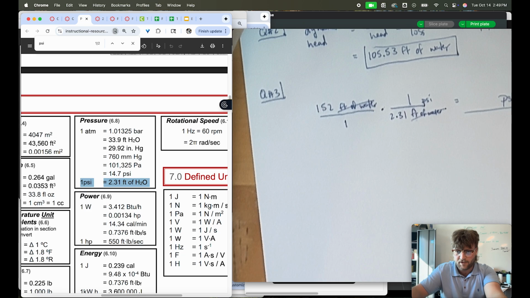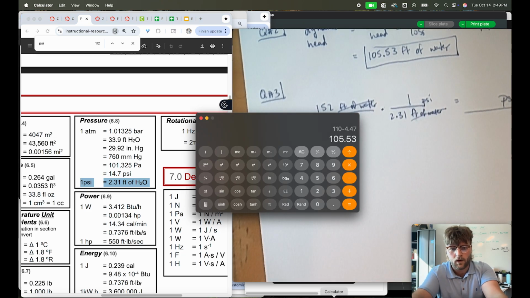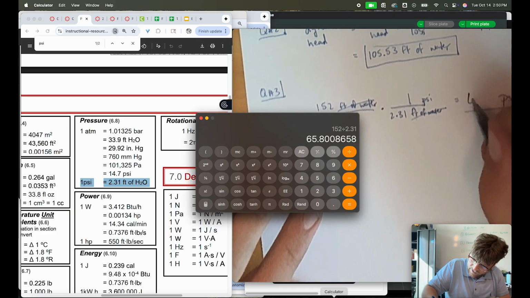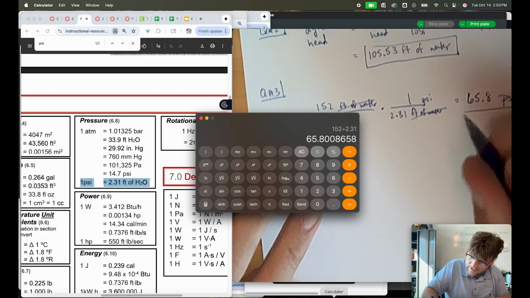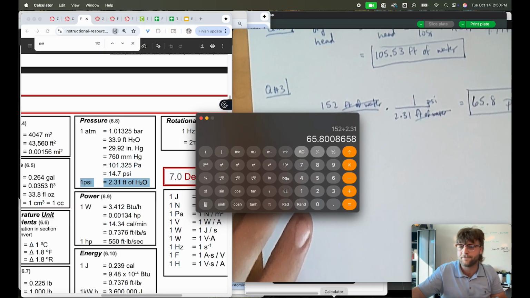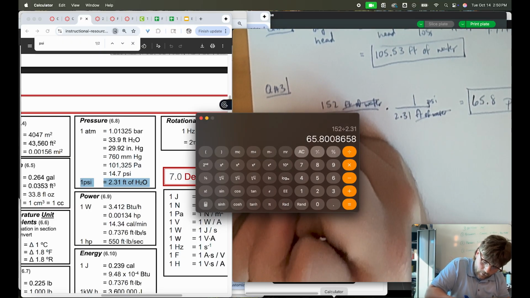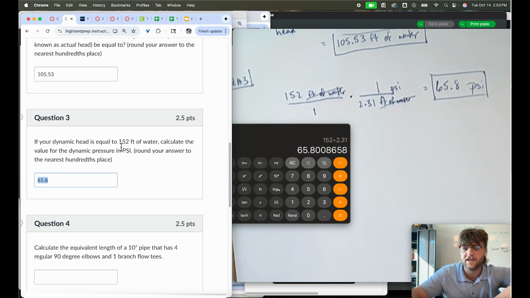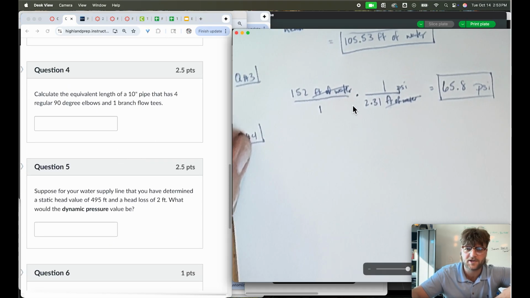Now if we bring up our good old calculator again, we have 152 divided by 2.31. We end up with 65.8 PSI for this value. So we ended up putting in our answer there for question number 3, and we can move on to question number 4 next.